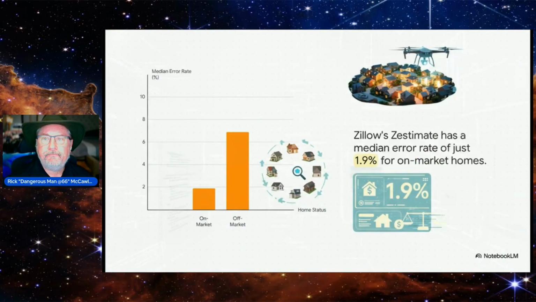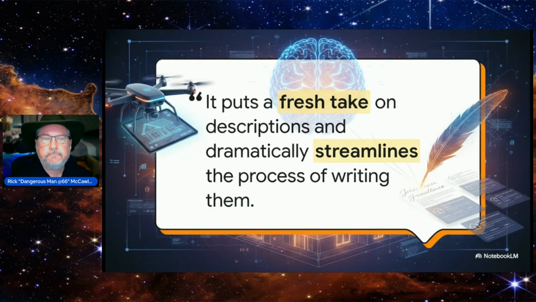Let's start with pricing. These automated valuation models, or AVMs, think Zillow's Zestimate, they analyze millions of data points to give you a price in minutes. And the accuracy is, well, it's kind of scary good. For homes that are actually on the market, the Zestimate has a median error rate of just 1.9%. That's incredible.